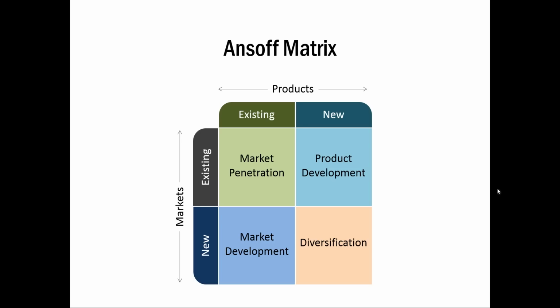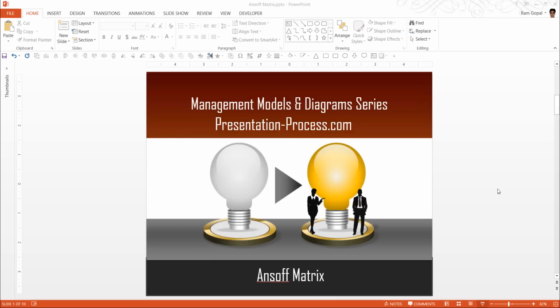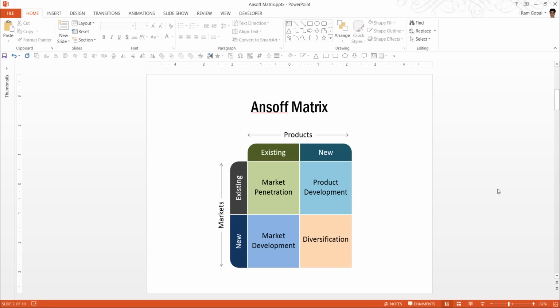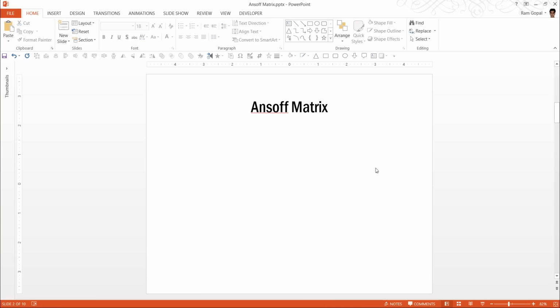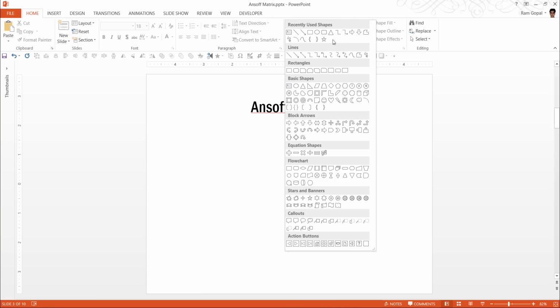Let us go to create this Ansoff matrix from scratch by going to a new slide. As you can observe, the diagram is created using just two elements. One is this rectangle from AutoShapes menu, and this one is another shape with one corner which has curvature. So let us see how to create the diagram using these two shapes.